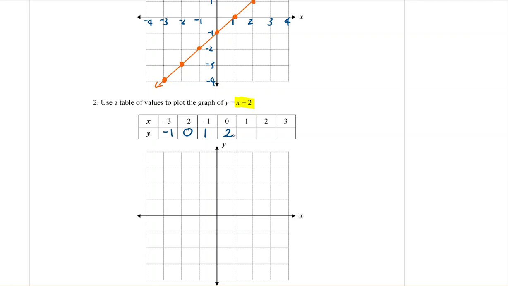Oh, good. So what's the next one going to be? And? Excellent, because you can see the pattern.